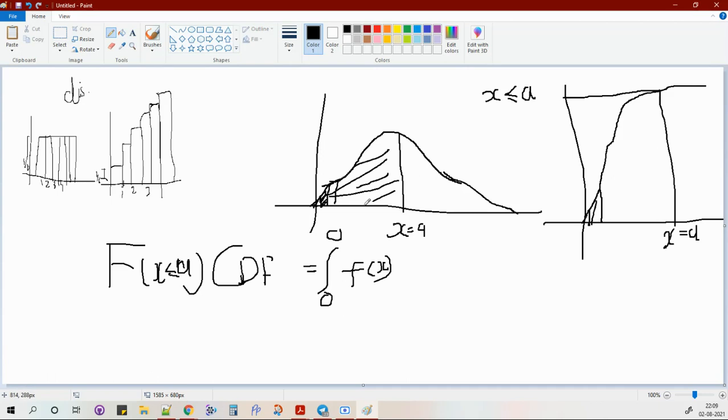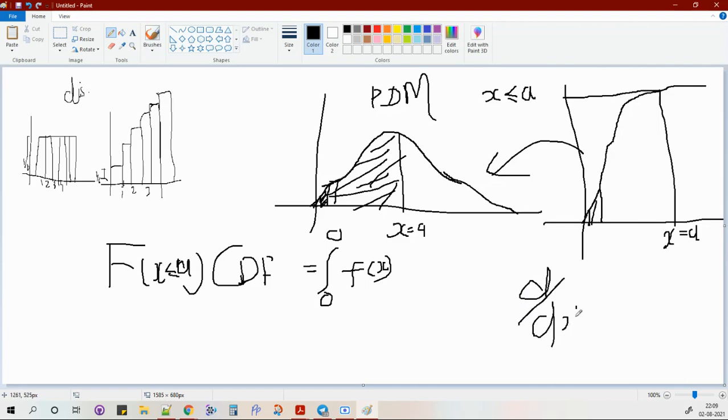I guess now the idea is clear, right? So CDF is nothing but the integration of PDF over the range, and vice versa. If you want to go from CDF to PDF, you just need to take the differentiation. That's all.